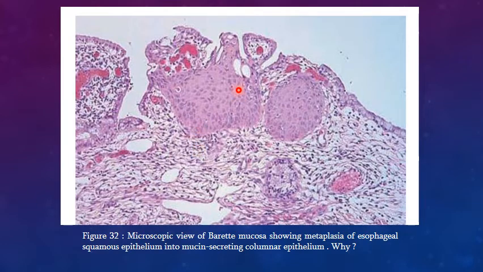This is also a microscopical view of Barrett's esophagus, showing metaplasia of the esophageal squamous epithelium into mucus secreting columnar epithelium. This is mucus secreting columnar epithelium. This is squamous epithelium changed into mucus secreting columnar epithelium.